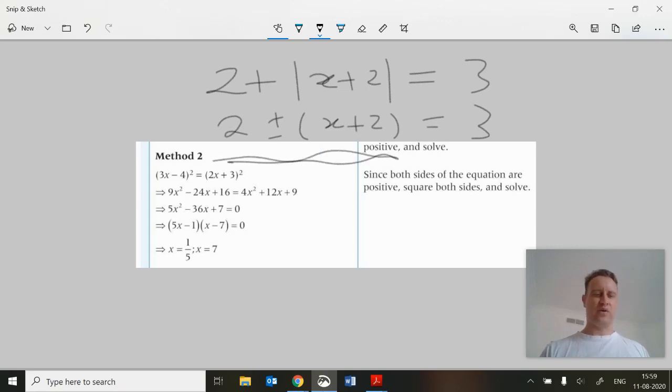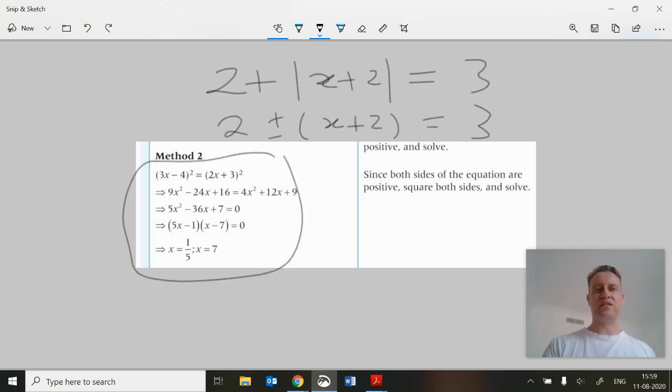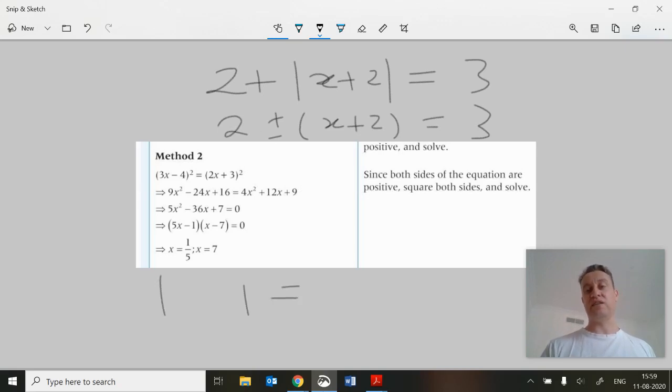Complicated, okay? So I would only do this method when we've got modulus on one side and either nothing on the other side or a modulus on the other side. So not when there's extra pluses and minuses on the end.